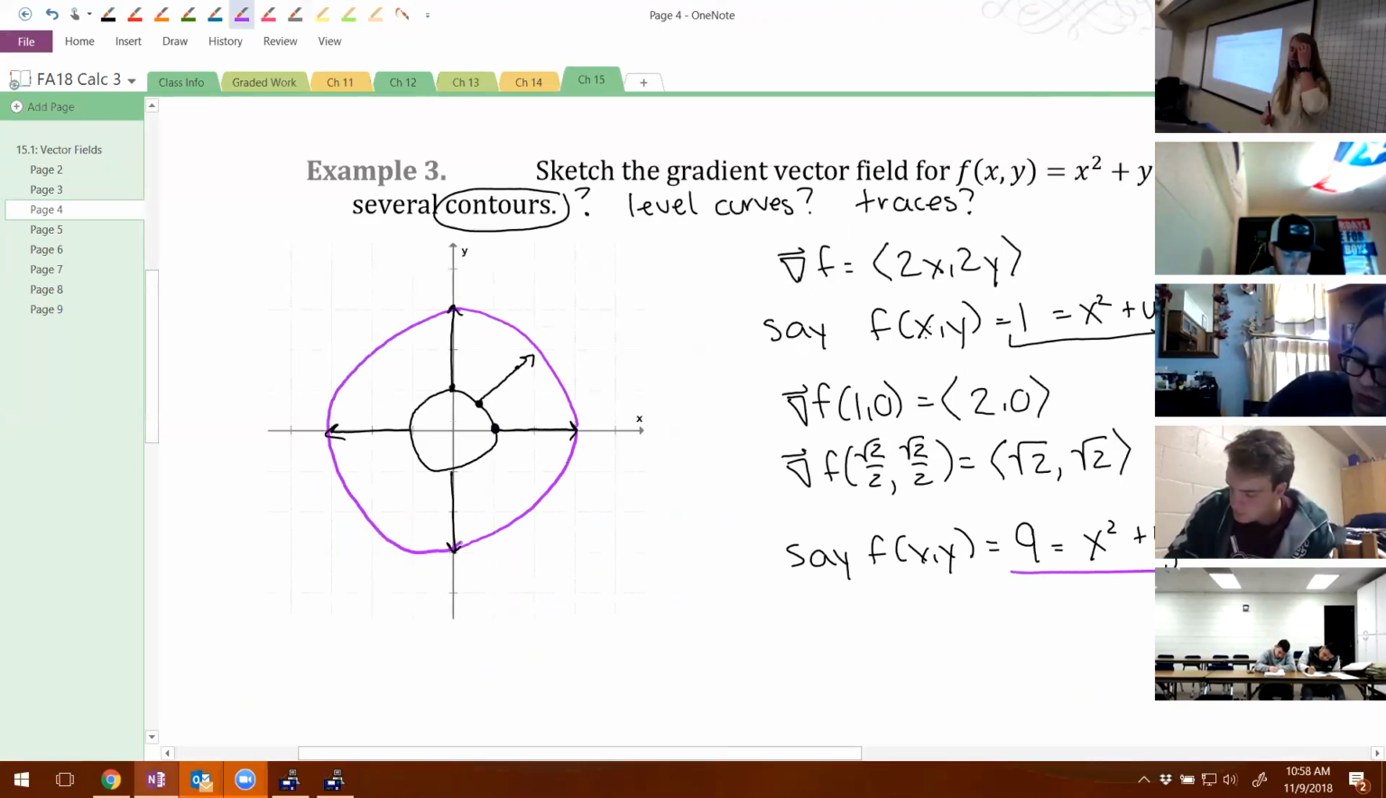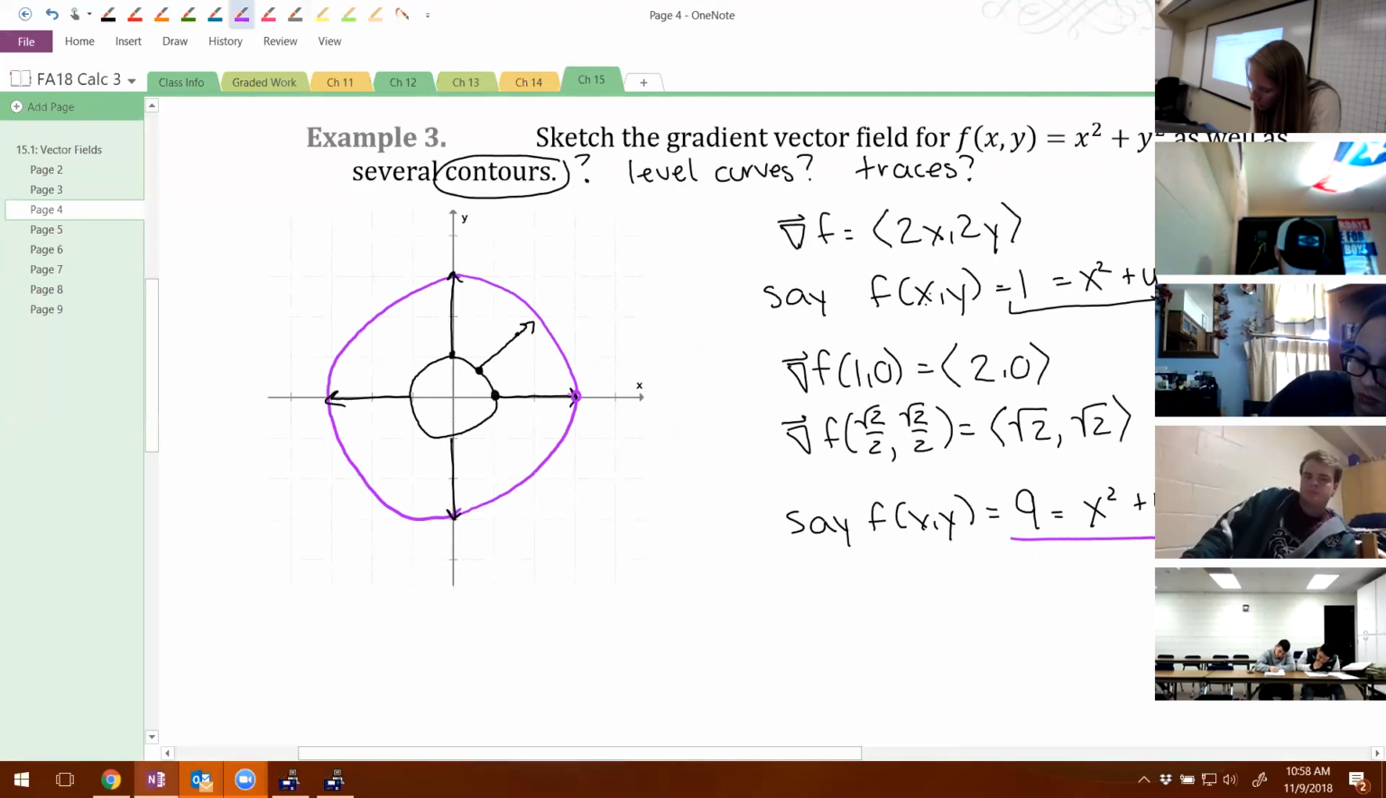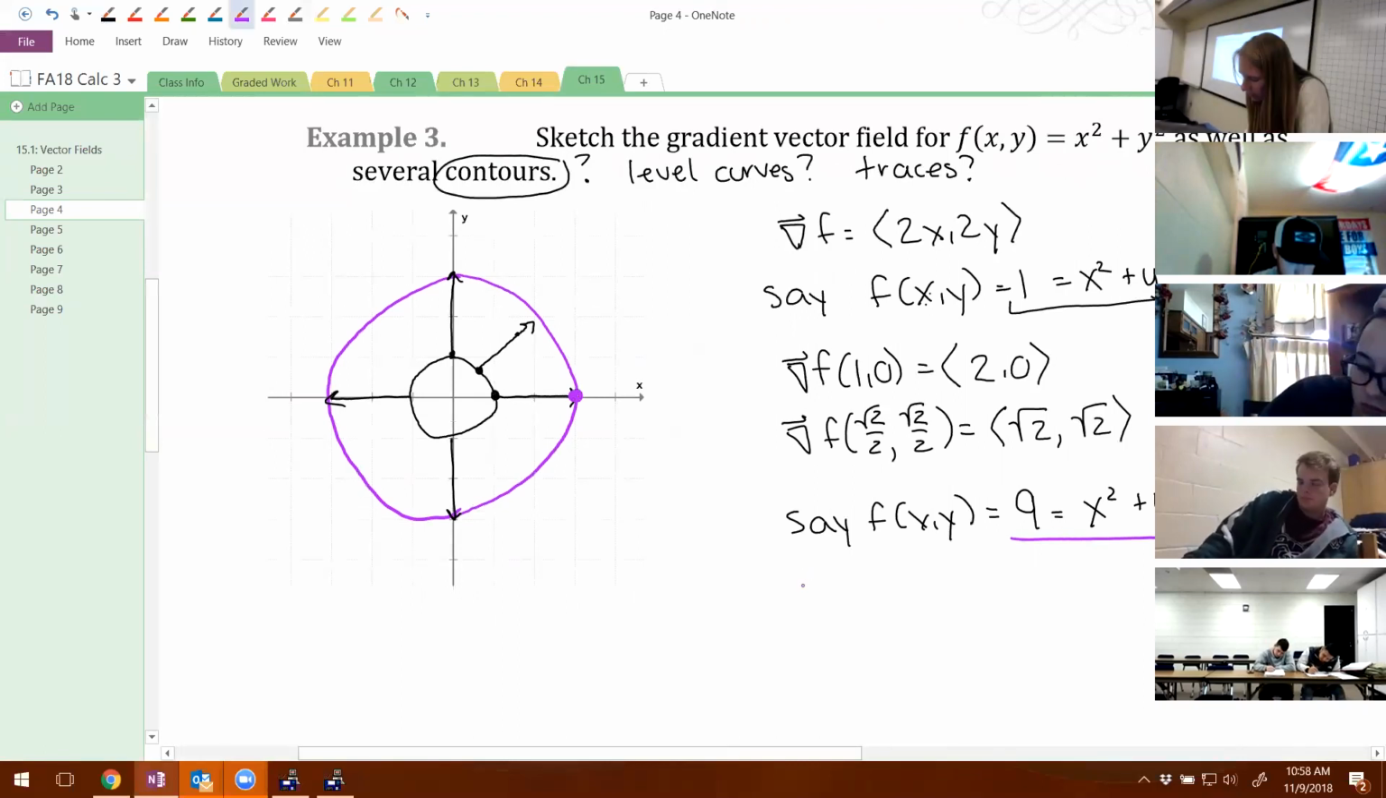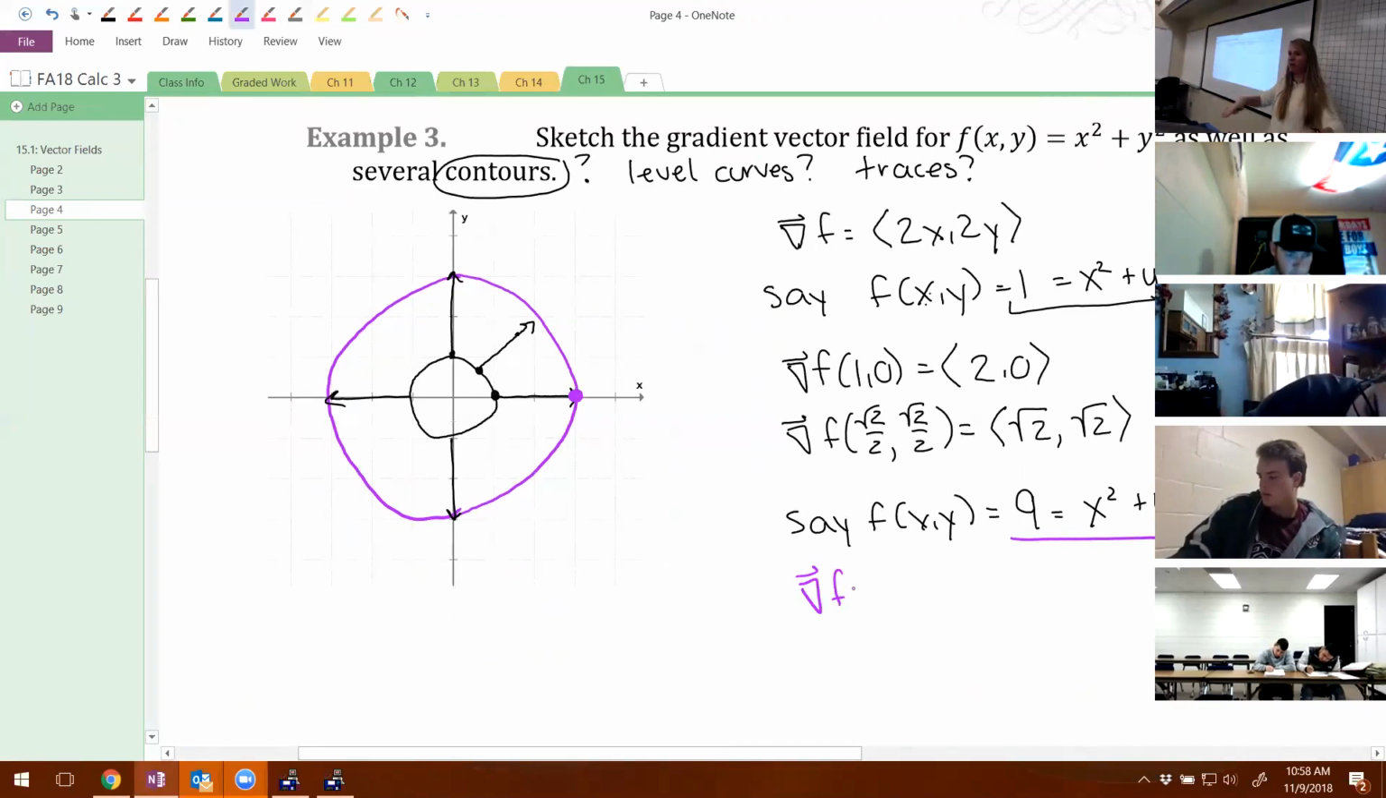Again, not a very pretty circle, but close enough. And we'll do the same thing for a couple points here. Let's just pick some easy ones. There's an easy point right there, the point (3, 0). Because this whole thing is still the same vector field, it doesn't really matter what contour I'm on. I'm still going to apply that (2x, 2y) to this.